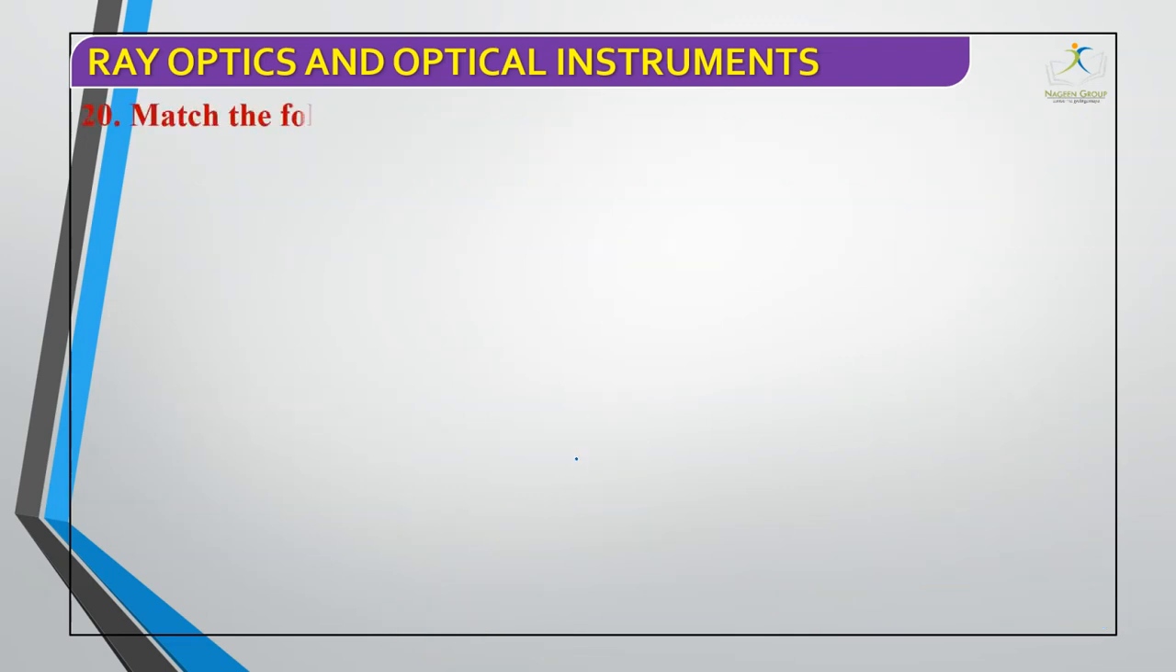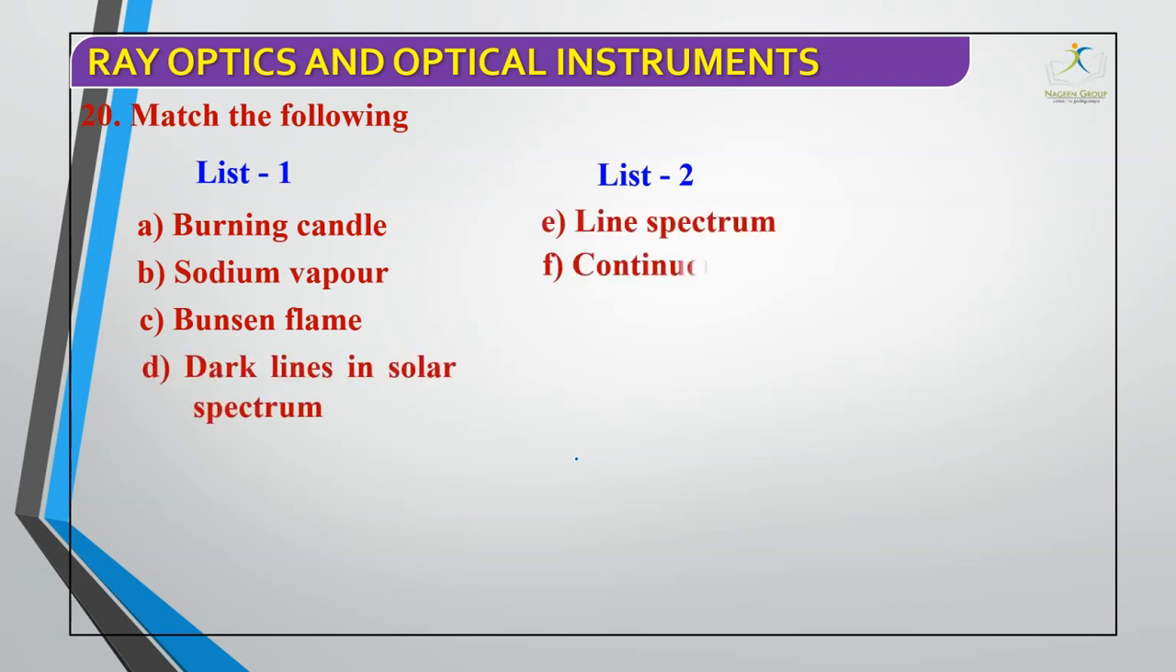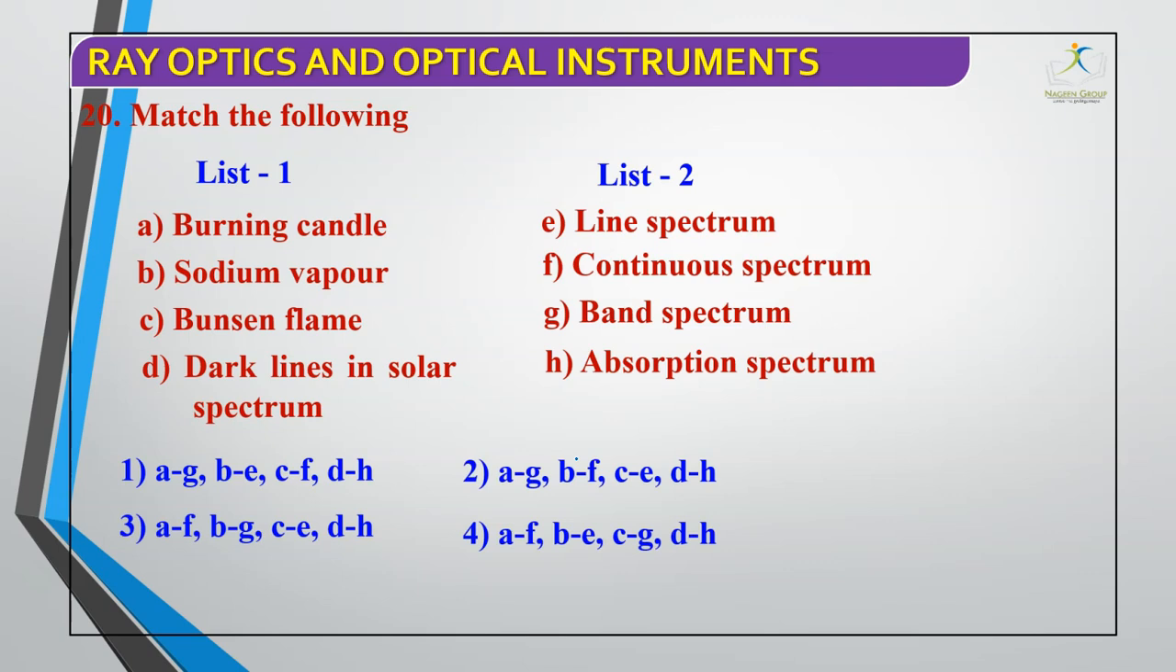Last question we have, the 20th. Match the following. In List 1 we have burning candle, sodium vapor, Bunsen flame, dark lines of a solar spectrum. In List 2 we have lines of spectrum. So these have options. Now the options are given here. So the solution is completely conceptual again.